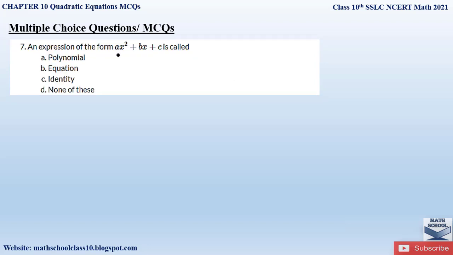Question number 7. An expression of the form ax square plus bx plus c is called. So, this is a quadratic equation. Also, a quadratic equation is also called a polynomial. So, our correct option is option A.